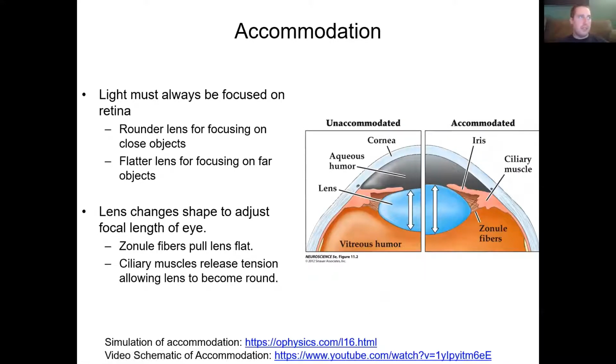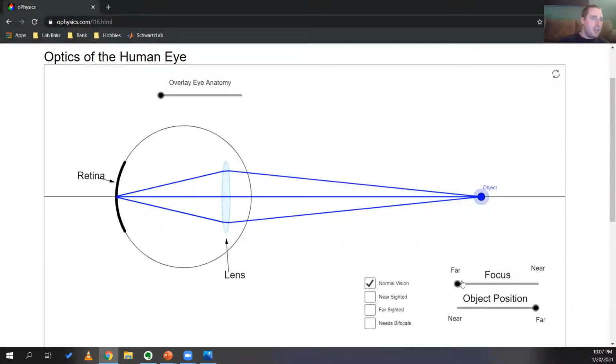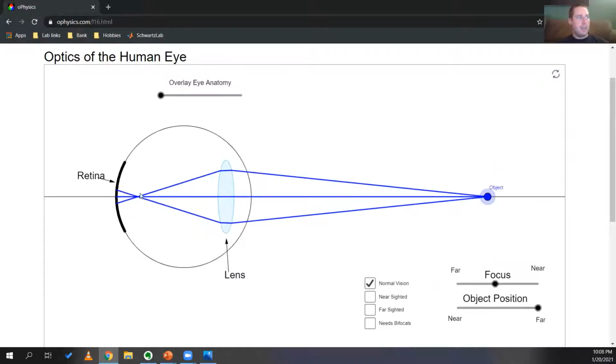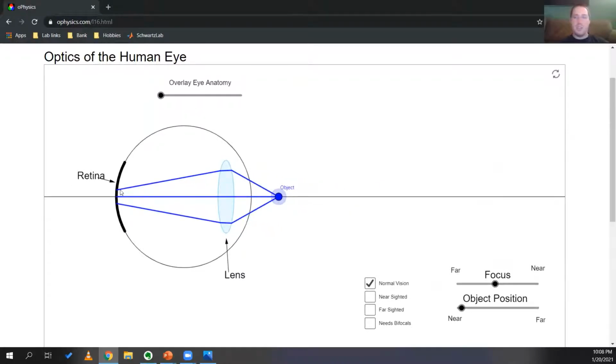So accommodation, what is it? Well, light must always be focused on the retina. We talked about that in slide 2. The problem is objects aren't always the same distance away. So I found this simulation of accommodation website that I'll pull up here. Basically, here an object, light rays are diverging, the lens focuses it on the retina. So everything's good. You have an image forming on the retina. But if the object moves away, the image is now forming in front of the retina. If some object gets too close, now the image is not forming on the retina.